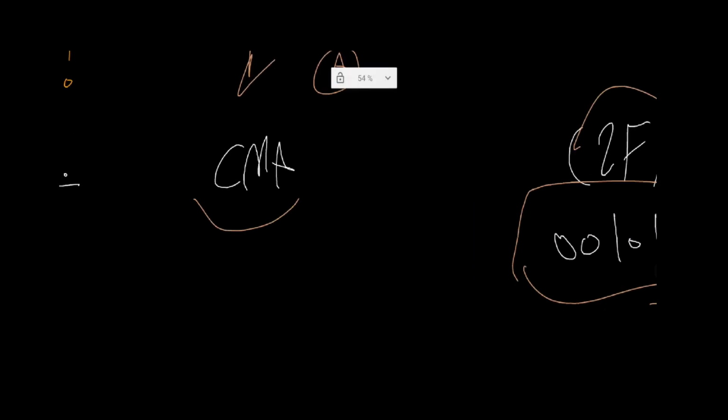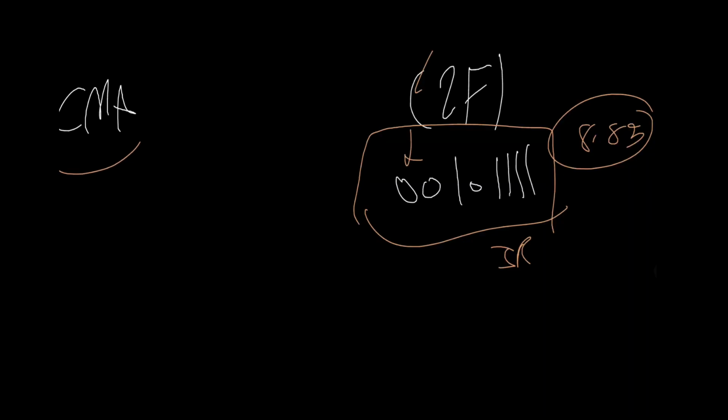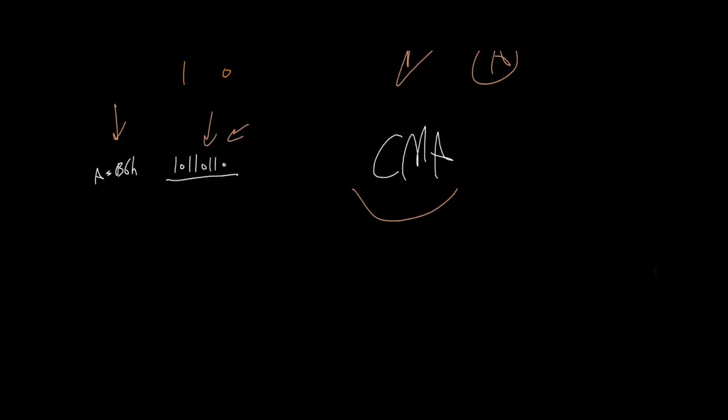So here, imagine that the content of A was this when the CPU encounters the value of 2F in the IR register. This would become 01001001. Now the A register would be equal to 4, 8 plus 1, 9, 49 in hex instead of B6.